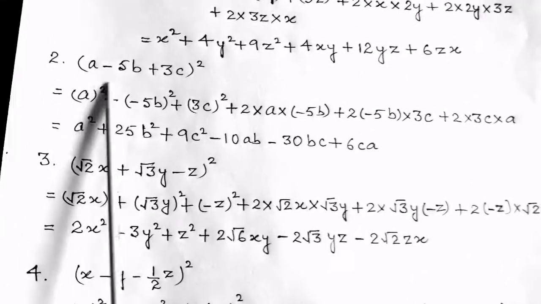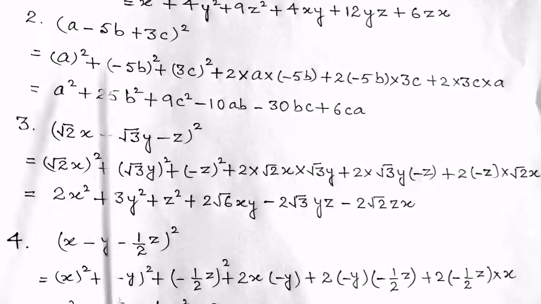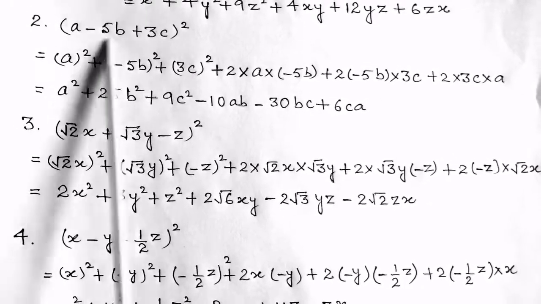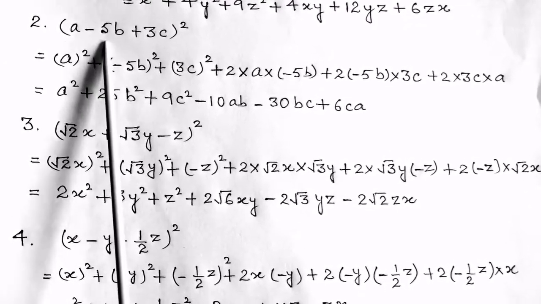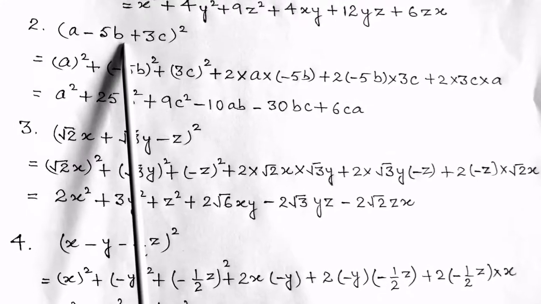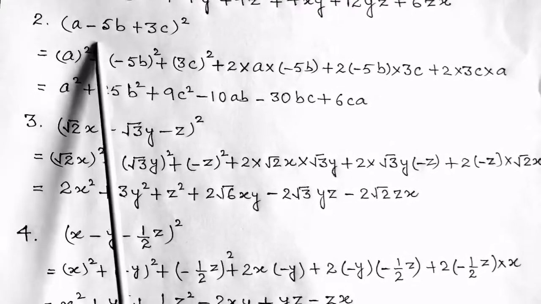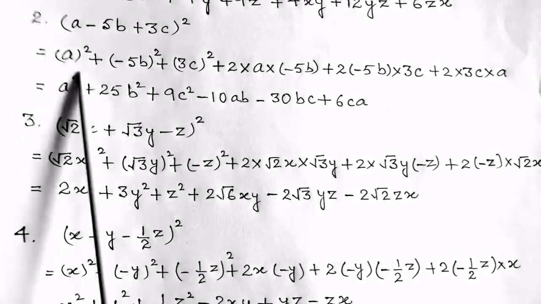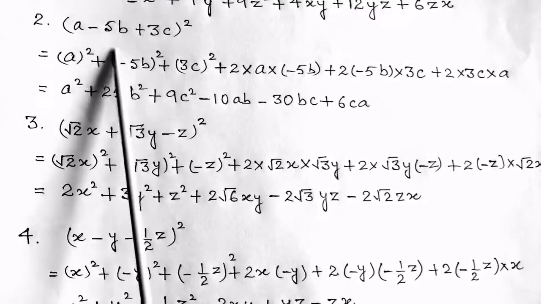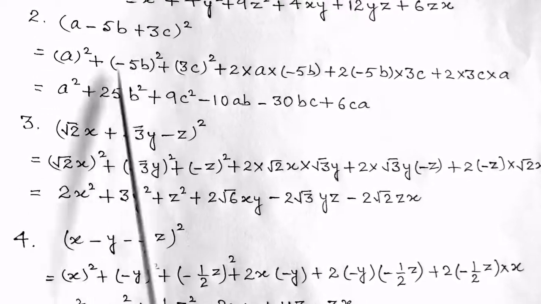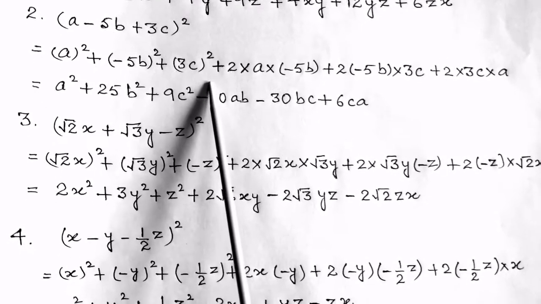Now next question is (a - 5b + 3c) whole square, right? Now here you are having minus sign with the second term, so wherever you will be writing the second term, take minus sign with that, right? Wherever you will be writing the second term, you have to take minus along with it. So square of first, that is square of a, plus square of second, so that is minus 5b, so square of minus 5b plus square of third, that is 3c, right?